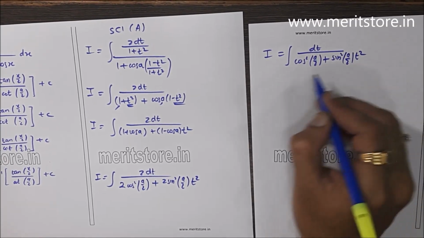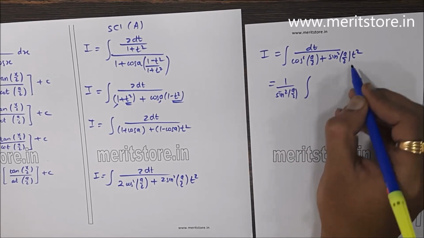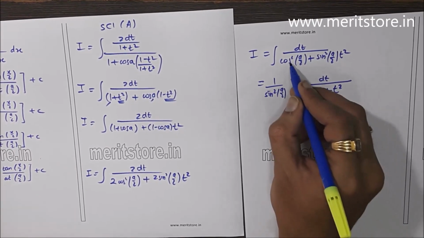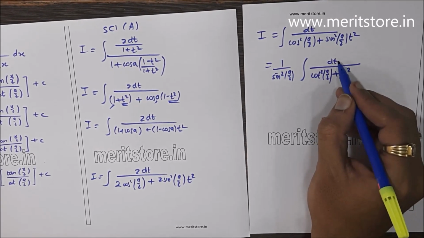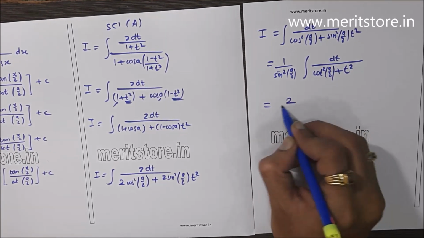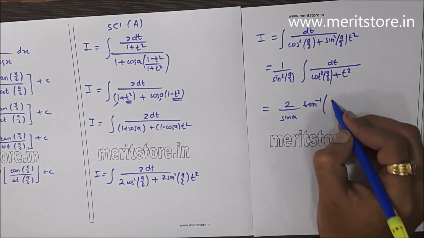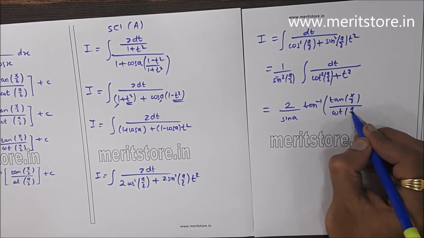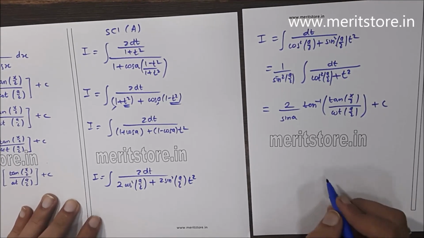Dividing by sin square A by 2, so I'm taking that sin square A by 2 constant outside so that the t square has a coefficient of 1. So this becomes t square, and cos square upon sin square will give me cot square A by 2. Applying the formula of 1 upon x square plus a square, I'll get the answer as 2 upon sin A tan inverse of tan x by 2 upon cot of A by 2 plus c, which matches with our option number B.